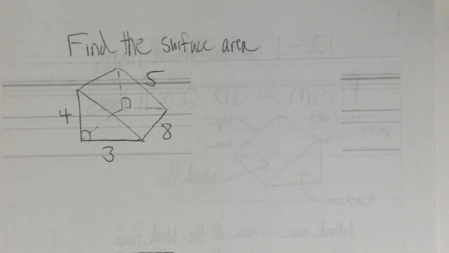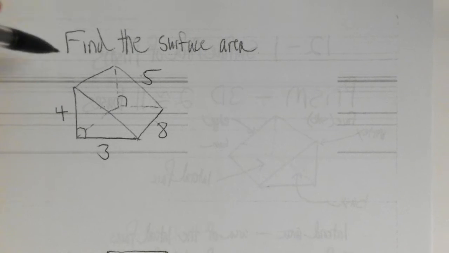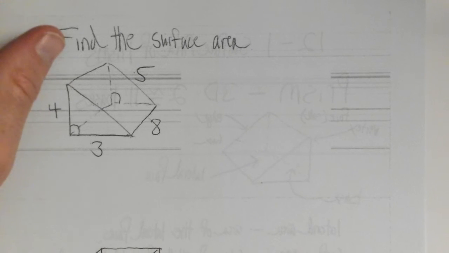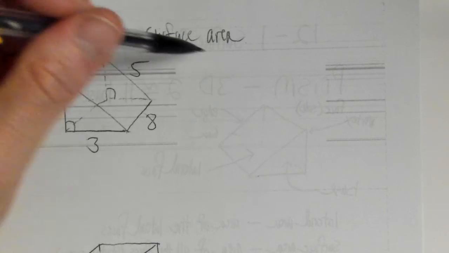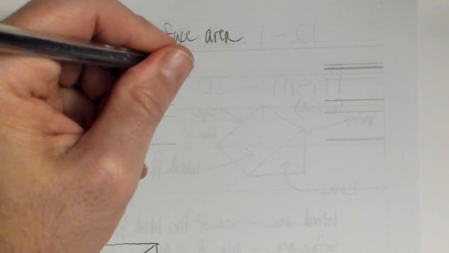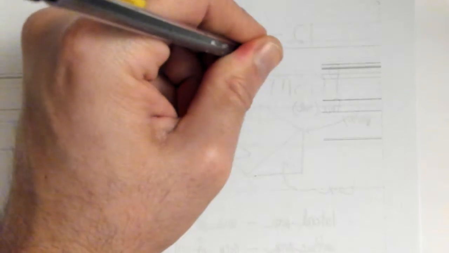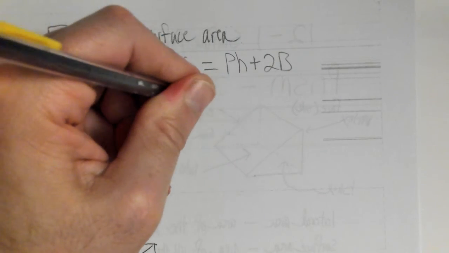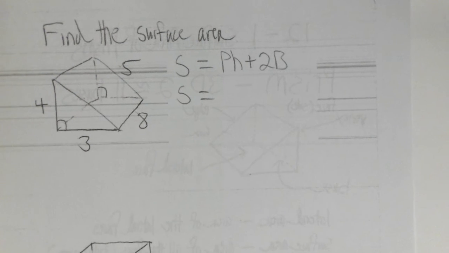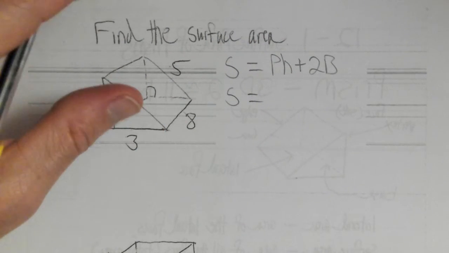All right? So let's see if we can find the surface area. So we can write in first the formula for surface area. And by the way, if it wants lateral area, it'll ask us for lateral area, right? So if it says surface area, that means find the full surface area. So PH plus 2B. So write in the formula first. It's always good to write the formula in first because it helps you keep everything straight as you go and plug in and work the problem out.